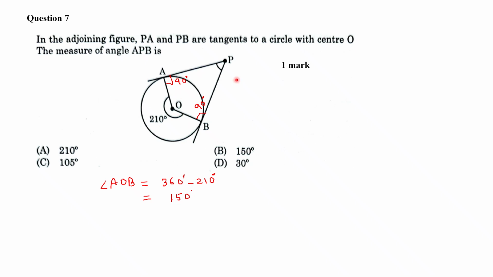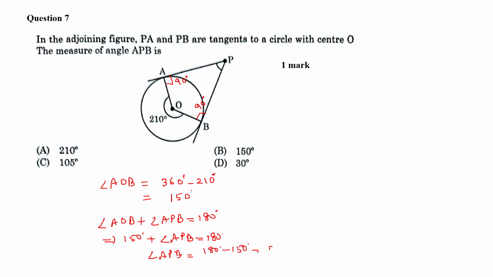It has 4 sides. So sum of the 4 angles is 360 degree. Already angle A and angle B is 90 plus 90, 180. It means angle AOB plus angle APB should be 180 degree, isn't it? Then only sum of all the 4 angles will become 360. And if you substitute the value of angle AOB, angle APB is equal to 180 degree minus 150 degree. So you'll get the answer as 30 degree. So D will be the correct option.